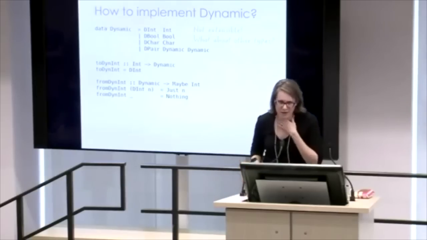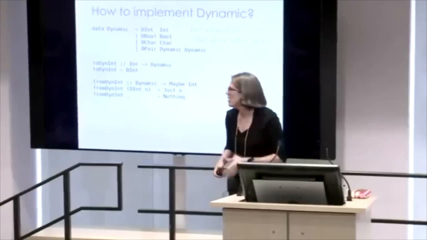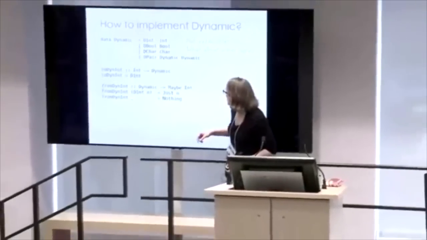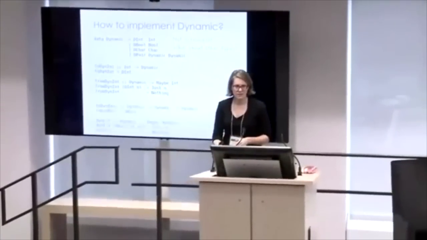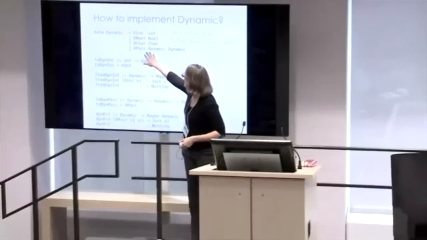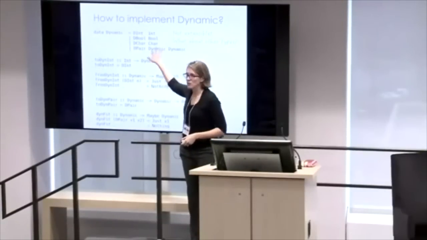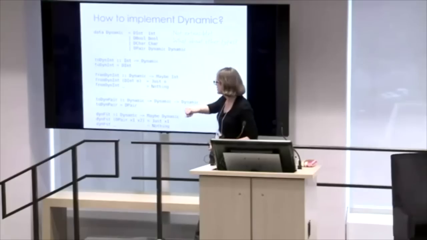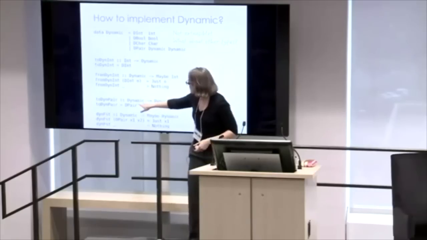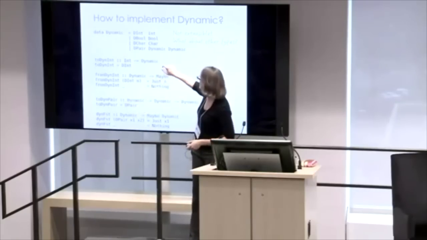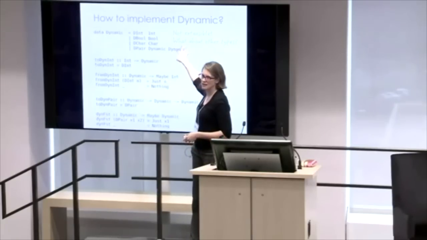So let's look at how we're treating pairs. We have a way to take pairs and coerce them into dynamic. But notice how two-dyne pair takes two arguments that are dynamics. What else could it take?